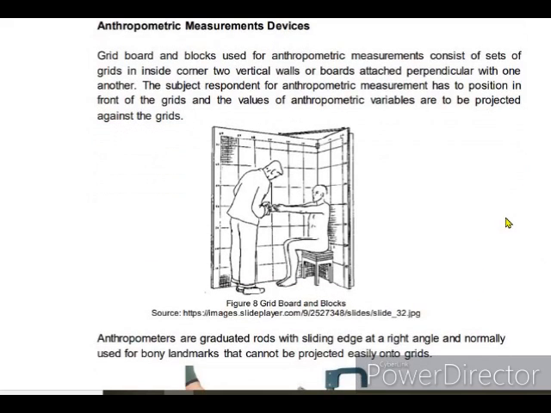So the grid board, as you see in the picture, is a big board, and blocks used for anthropometric measurement consist of sets of grids. This is the same as the one you watched in the video earlier, okay? Inside, corner to vertical walls or boards are attached perpendicular to one another. The subject responding for anthropometric measurement has to position in front of the grids, and the values of anthropometric variables are to be placed against the grids. Okay, so that is how we get the anthropometric measurement using this device, the grid board and blocks.